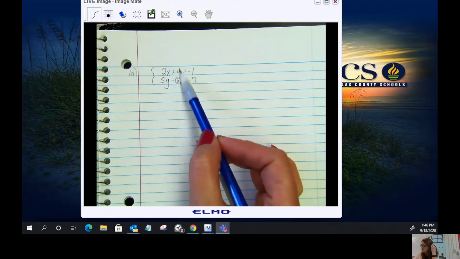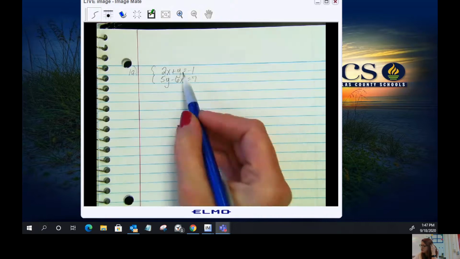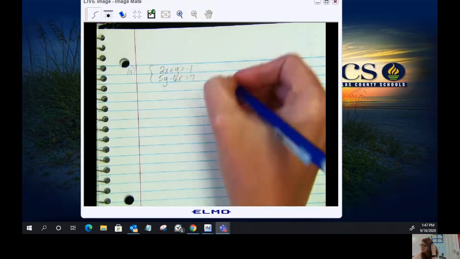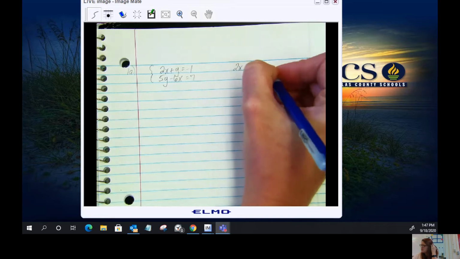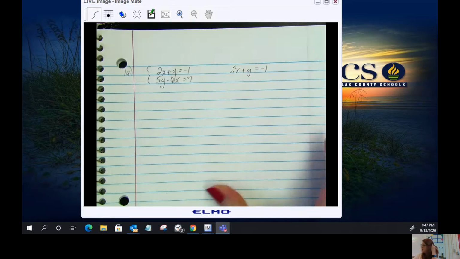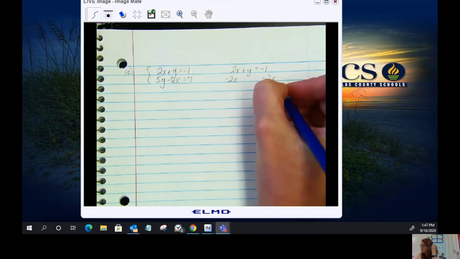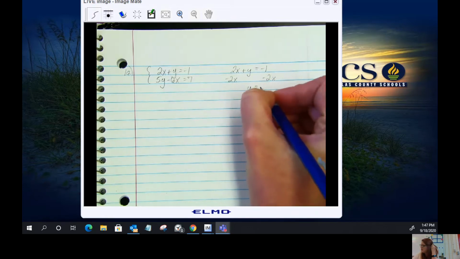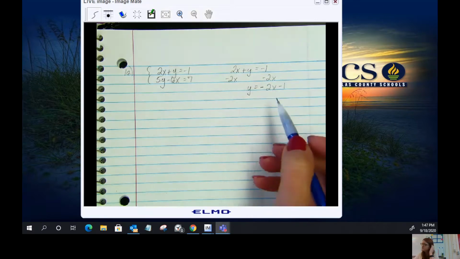Well, if I look here, right in this one, this y looks nice and easy. I can just subtract 2x from both sides. So I'm going to go ahead and solve for y. I get 2x plus y equals -1. And so now I'll just subtract the 2x from both sides. And I get y equals -2x minus 1. I'm going to go ahead and use the substitution method.